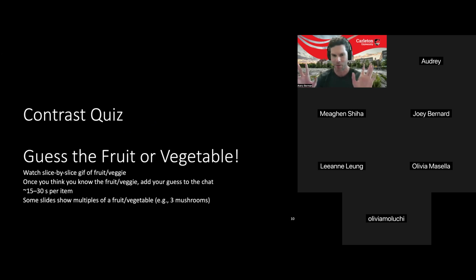All right, so I'm just going to break here for a second, give myself a pause, and this is just a fun little interactive quiz. If people want to put some guesses into the chat box, that makes it even more fun. So what I'm going to have you do is guess what the fruit or vegetable is as we go slice by slice of MRI images through a fruit or vegetable. Give people maybe 15 to 30 seconds to get their guesses in. And just as FYI, some slides show multiple of a fruit or vegetable. For example, there could be 3 mushrooms in a slide. So if everyone's ready, I'm going to pull up the chat box, see if people are engaging with this. And if anyone's seen these before, I know I recognize a few names here, maybe just withhold your answers. But yeah, here we go.